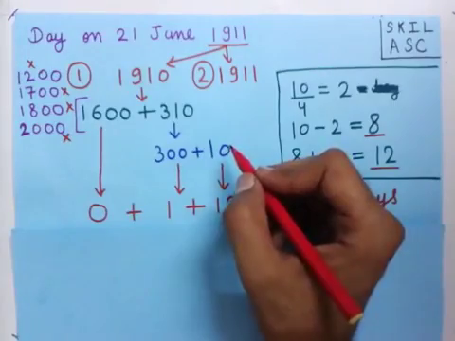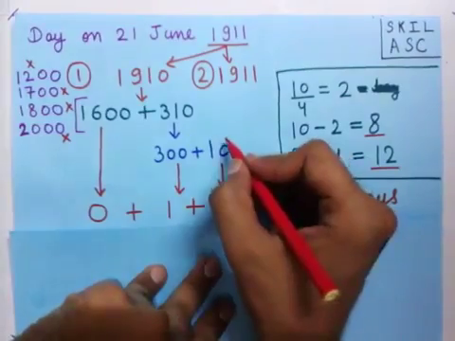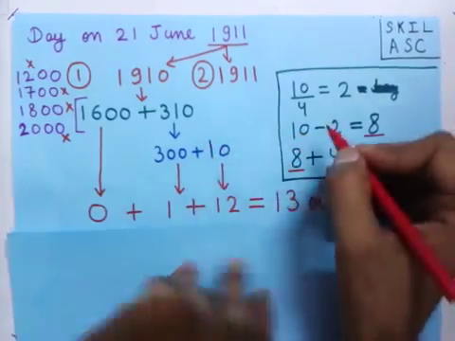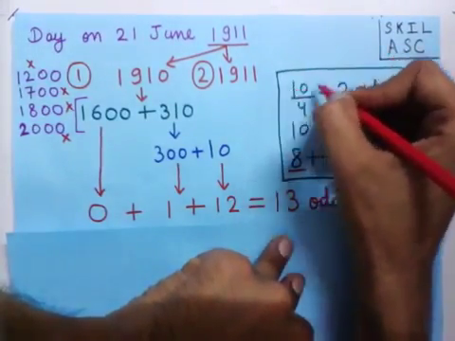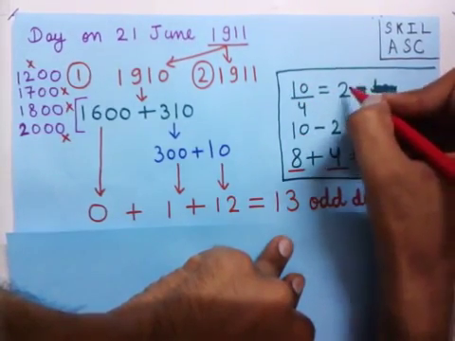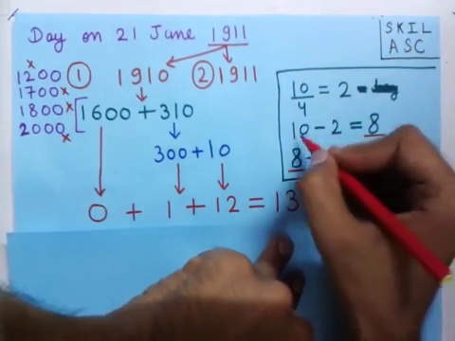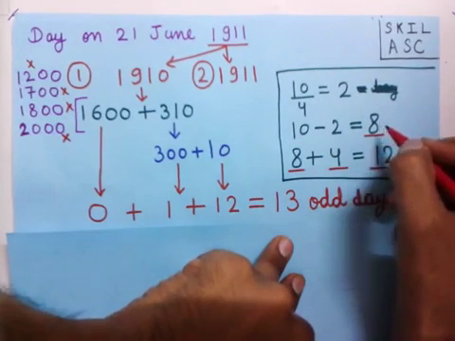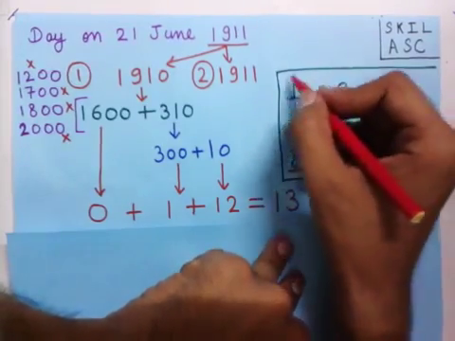Now we are going to discuss these 10 years in this table. Here, we need to find the number of odd days in these 10 years. So first we find the number of leap years in these 10 years. We divide it by 4 and we get quotient 2. So 2 is the number of leap years in 10, and 10 minus 2 is 8, the number of ordinary years. So we have 2 leap years and 8 ordinary years in these 10 years.